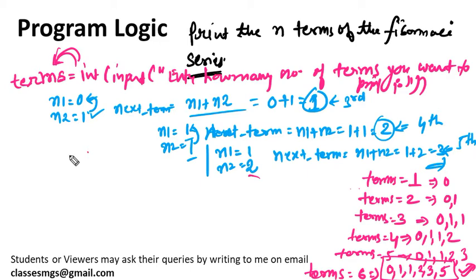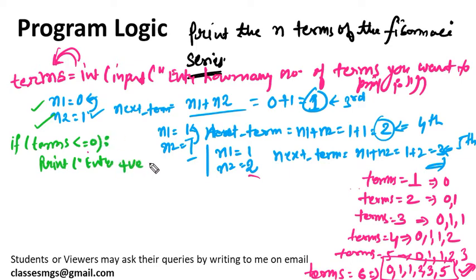So what we are going to do, we have n1 and n2 values as 0 and 1. If the terms value is less than or equal to 0, then we simply print an error message: enter a positive value of terms, because there is no term 0.